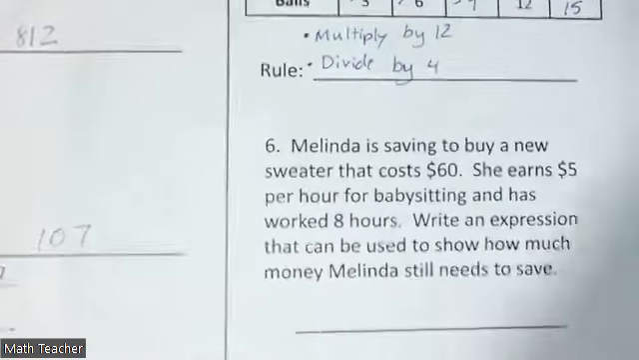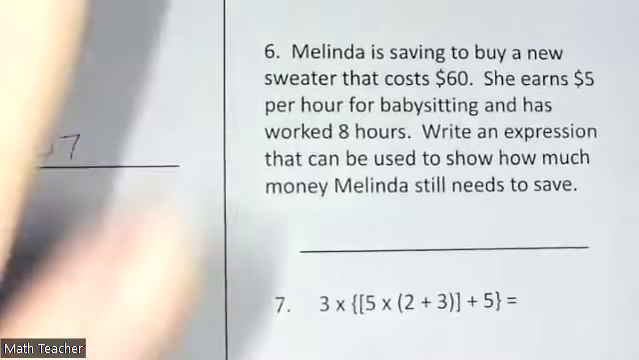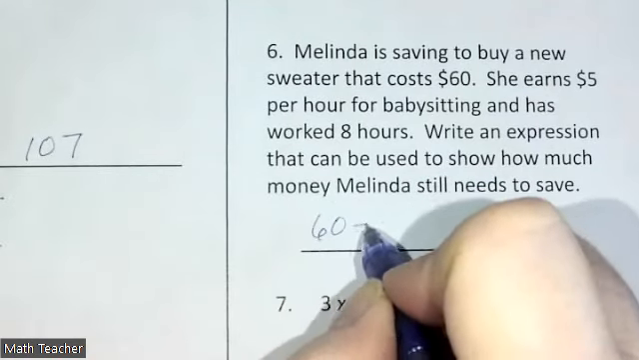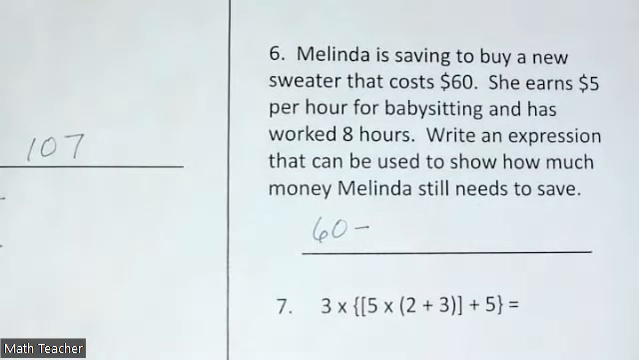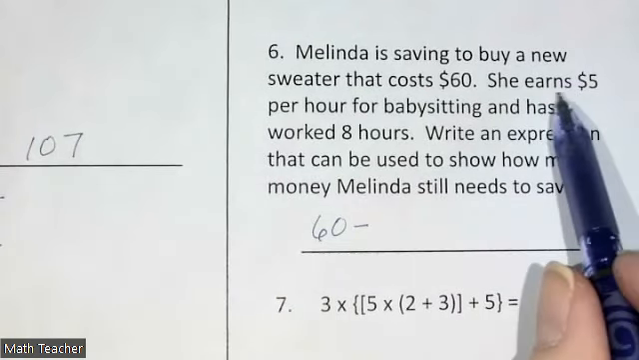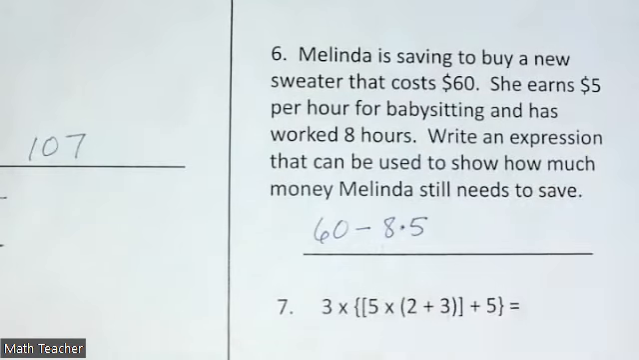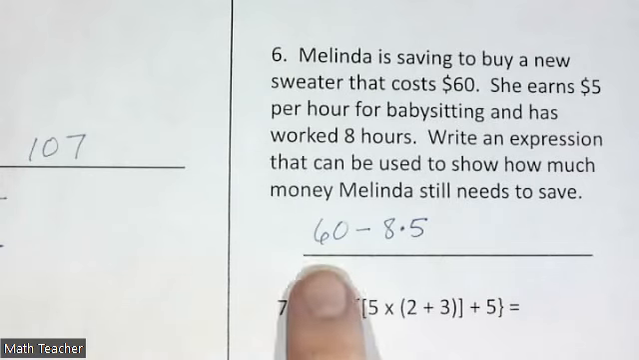Number 6. Melinda is saving to buy a new sweater that costs $60. She earns $5 per hour babysitting and has worked for 8 hours. Write an expression that can be used to show how much money she still needs to save. So she needs $60. We can take away how much she has earned already. And she has worked 8 hours at $5 per hour. So 8 times 5. Okay, so that's the expression. They actually didn't tell us to solve it, but that is the expression.